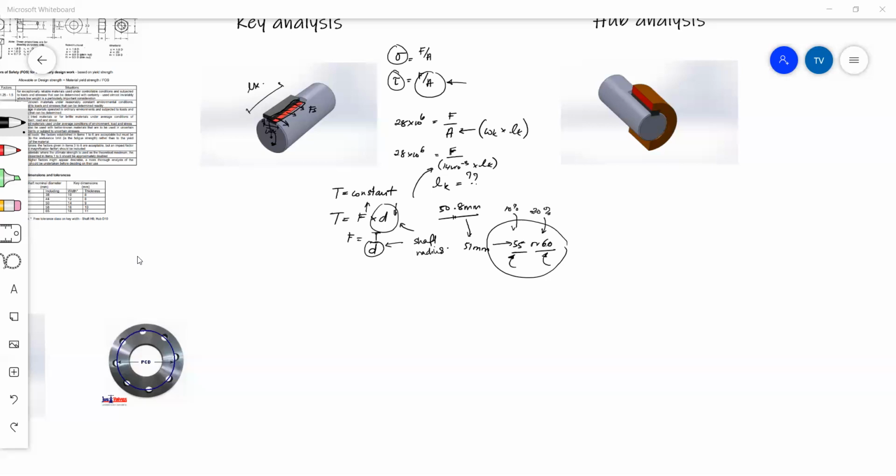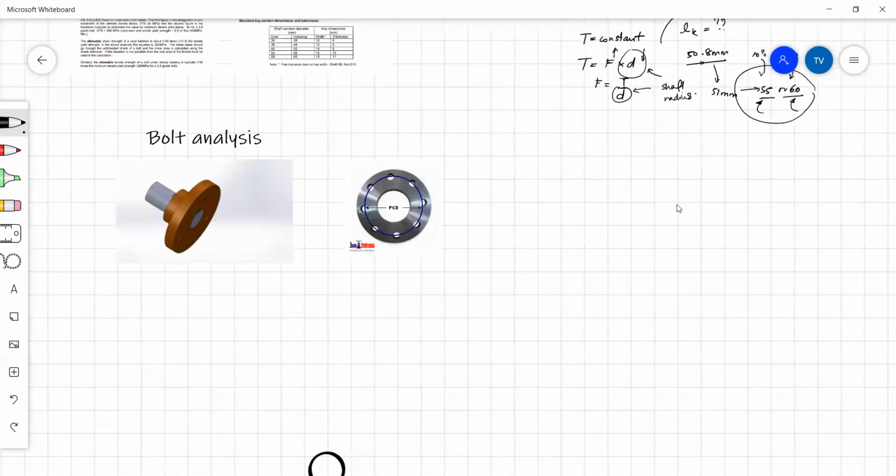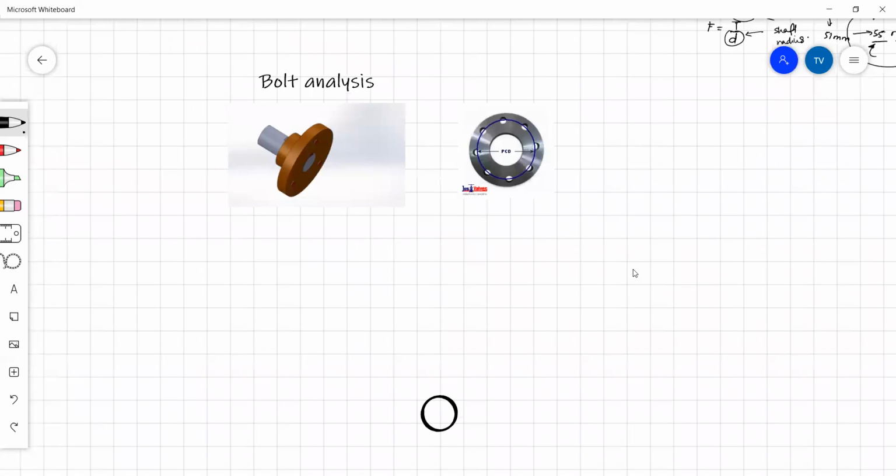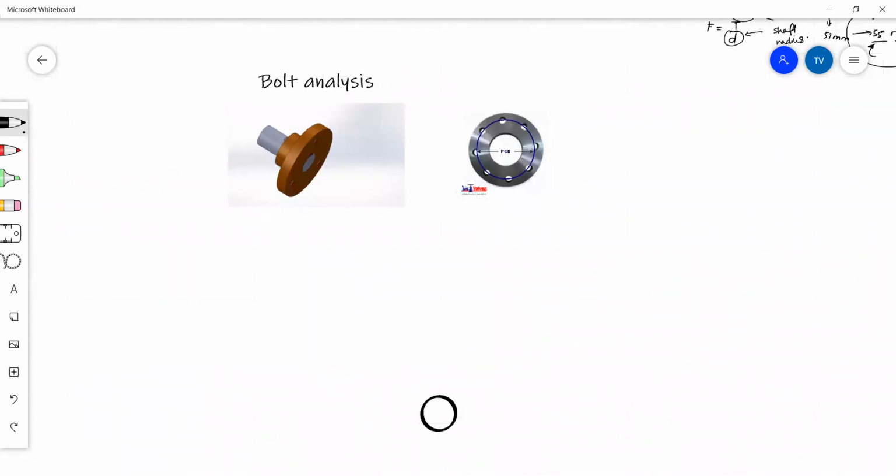Okay, so I'm going to end the session now, but I'm going to start another session straight away with the same login information. I'll discuss bolt analysis. Okay, so I'll just end this now and join me in the next session. Okay, sure.